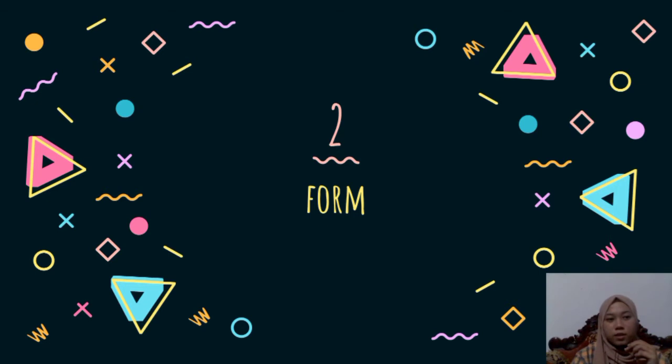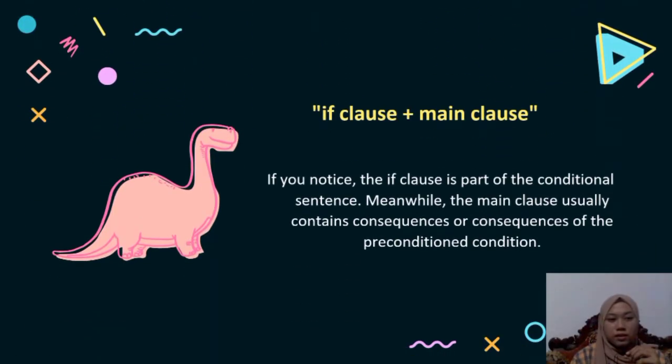Okay, the second material is form of conditional sentence. Conditional sentence forms include if clause and main clause. If you notice, the if clause is part of the conditional sentence. Meanwhile, the main clause usually contains consequences of the condition.